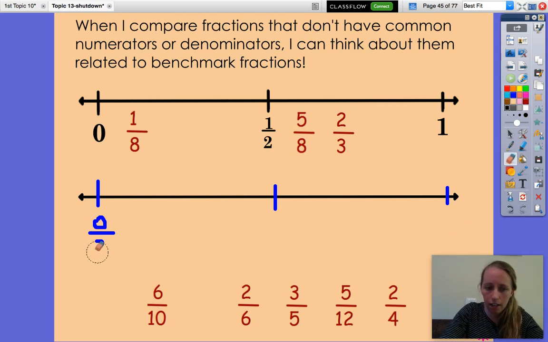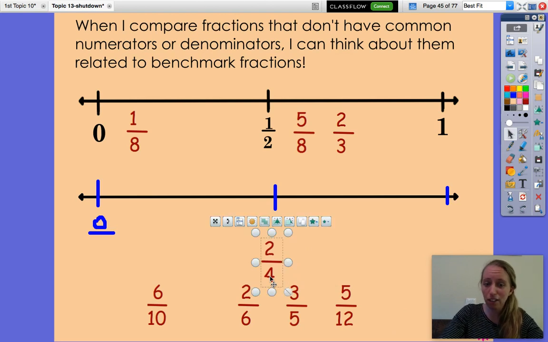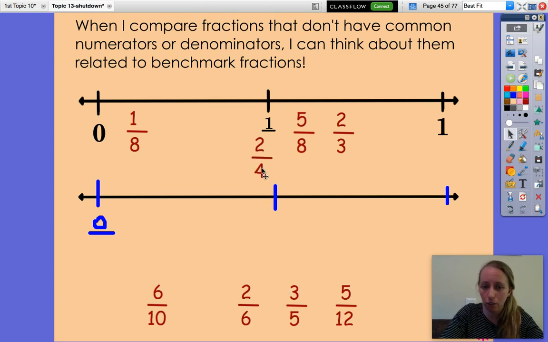Next we have fourths, right? We have 2/4. I know that 2/4 is equivalent to 1/2, so it would go right here. Actually, I'm going to make it even smaller so we can put it right underneath 1/2. 2/4 and 1/2 are equivalent. So I'm going to put it right there on the number line. 2/4 is less than 5/8. 2/4 is less than 2/3. 2/4 is greater than 1/8 because we're comparing them to benchmark fractions.